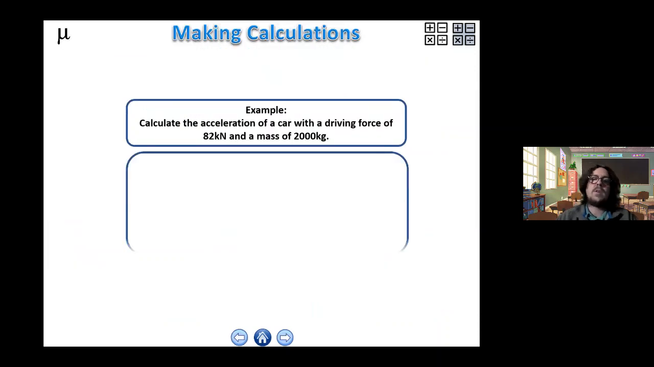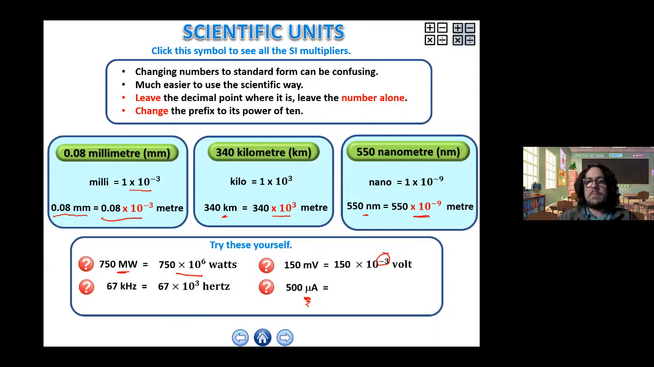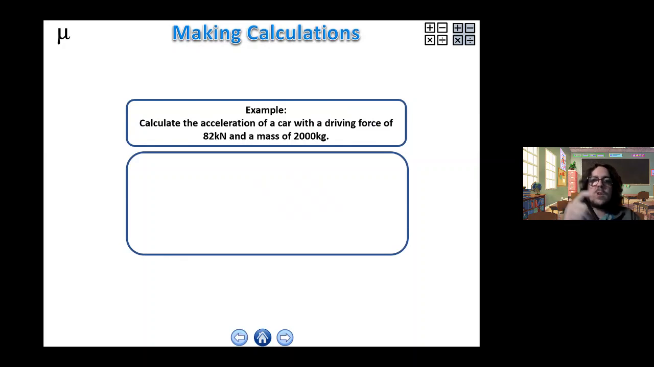Okay. Right then, so making calculations then. So let's have a look at an example. Calculate the acceleration of a car with a driving force of 82 kilonewtons and a mass of 2,000 kilograms. Now, in exam questions, they will very often do this, and they'll put it in units that you maybe have to do something with, and they do it to intentionally confuse you, because examiners just fundamentally aren't very nice people. So let's take a look at how we can start to solve this problem.